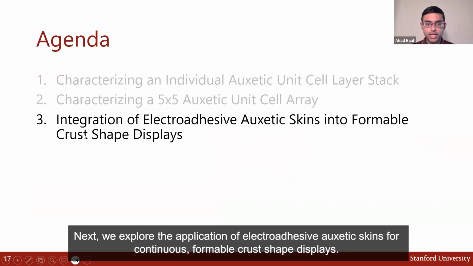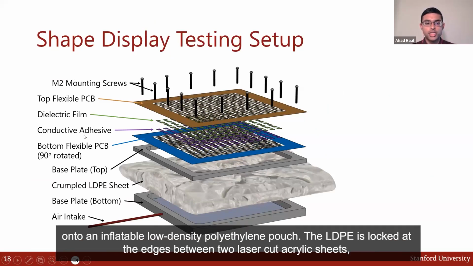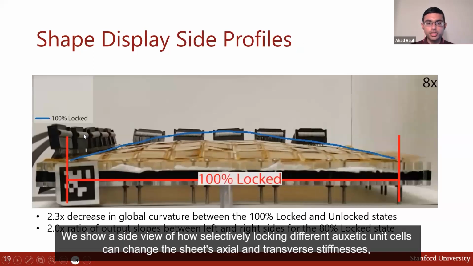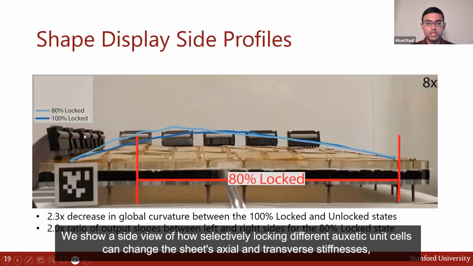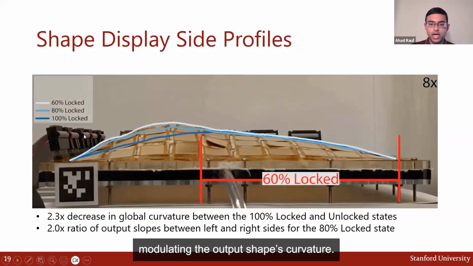Next, we explored the application of electroadhesive auxetic skins for continuous formable crust shape displays. We mounted the 5x5 auxetic unit cell skins as a strain-limiting layer onto an inflatable low-density polyethylene pouch. The LDPE is locked at the edges between two laser-cut acrylic sheets, and when air is pumped into the pouch's interior cavity, the shape display balloons outwards into a uniform dome. We show a side view of how selectively locking different auxetic unit cells can change the sheet's axial and transverse stiffnesses, modulating the output shape's curvature.